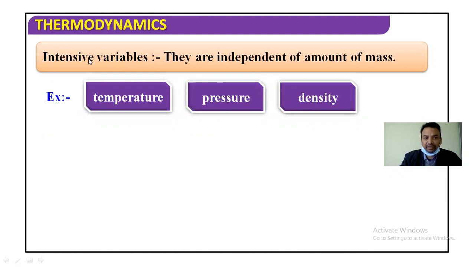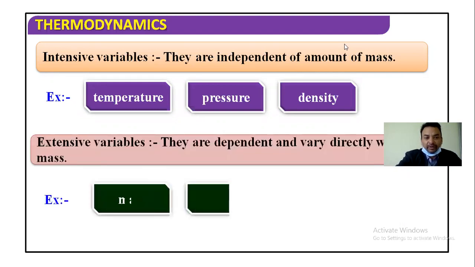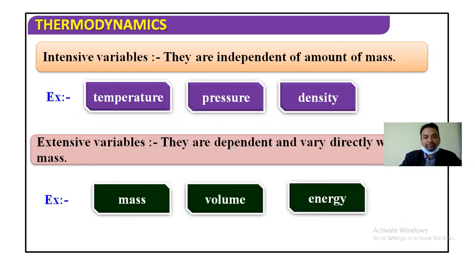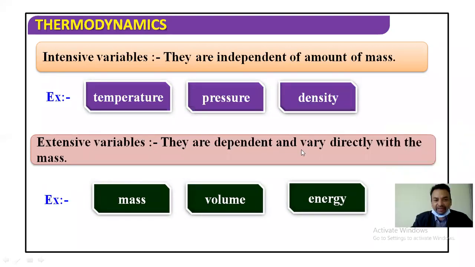So, what are intensive variables? They are independent of the amount of mass. So they are called intensive variables, for example, temperature, pressure, and density. And what are extensive variables? They are dependent and vary directly with the mass. So they are mass, volume, and energy.